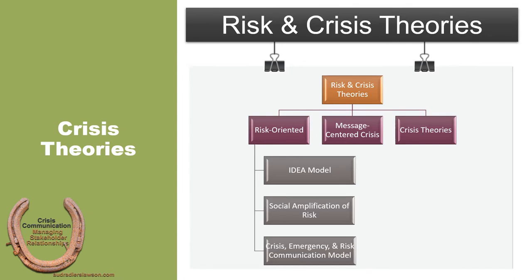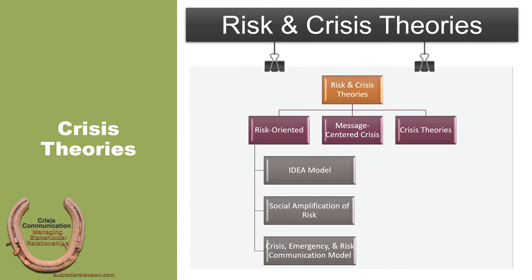A few examples of risk-oriented theories include the IDEA model. This is a stakeholder-centered model whose goal is to get people to take precautions to either avoid or minimize the impacts of events like natural disasters or disease on themselves or their businesses. The social amplification of risk framework is also a stakeholder-centered model that tries to explain why people can misjudge the potential negative impacts of risks, which ultimately affects their willingness or their ability to take precautionary measures to avoid them.